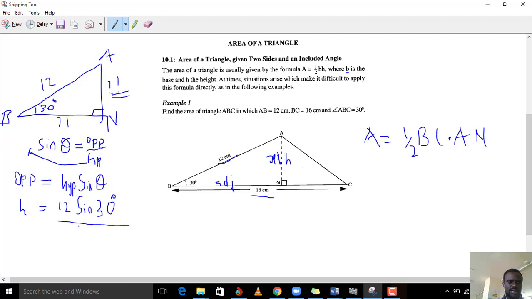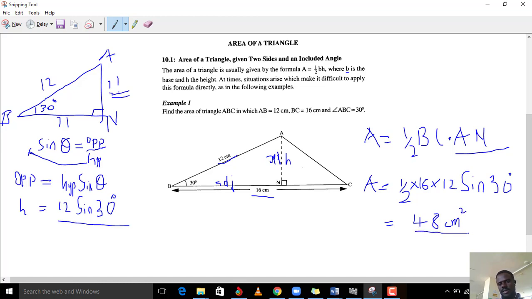So we simply replace this height in the formula, where the area of this triangle will be half times the base, which is 16. Then don't forget to include the height. And what is the height? It is 12 sine of 30 degrees. Now when you key this in your calculator, you'll get the final answer as 48 centimeters square.